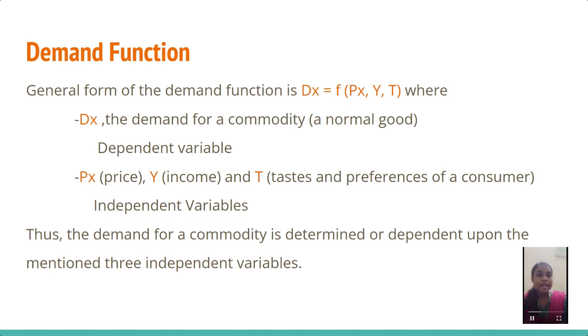Demand function. It is algebraically expressed as Dx equals f of Px, Y and T, where Dx is the demand of the commodity and it is a dependent variable, while Px is the price of the commodity, Y is the income of the consumer, and T is the taste and preferences of the consumer, and these three are independent variables. Therefore, the demand of the commodity is dependent on these three independent variables.